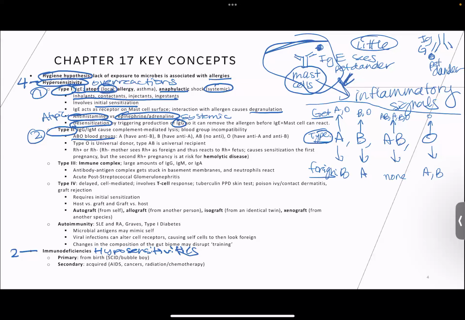So this is how this works. And so A and B are just different antigens that you can have on the surface of the cell, and O is just the lack of them. And so if you are an O blood type, you see A and B as foreign. Those markers don't look right to you. They look like something bad. The most common blood type in the United States is O positive.